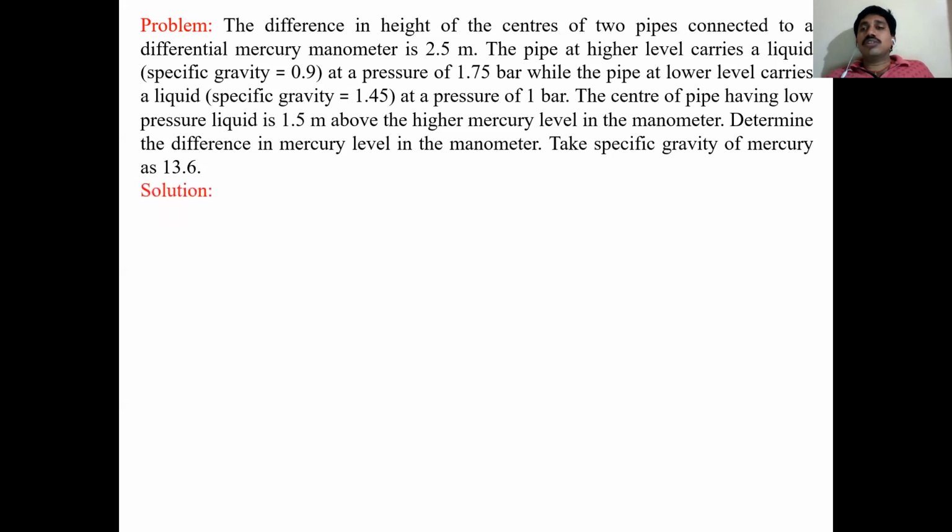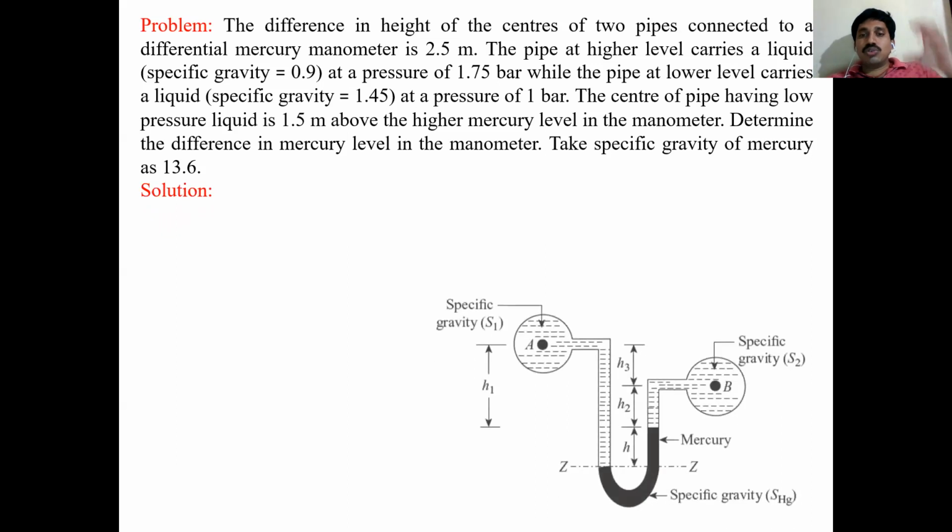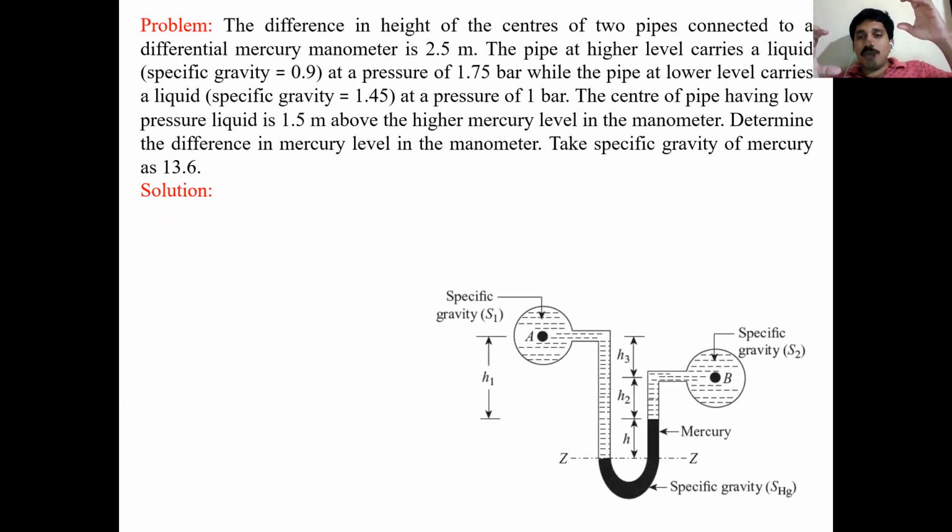Now, try to prepare a diagram for this problem. See, all of you, we have one pipeline and a second pipeline. Both are not at the same level. These two are at two different levels. So we go for case 2, what we discussed just now. So two pipelines, A and B, are connected with a U-tube manometer.